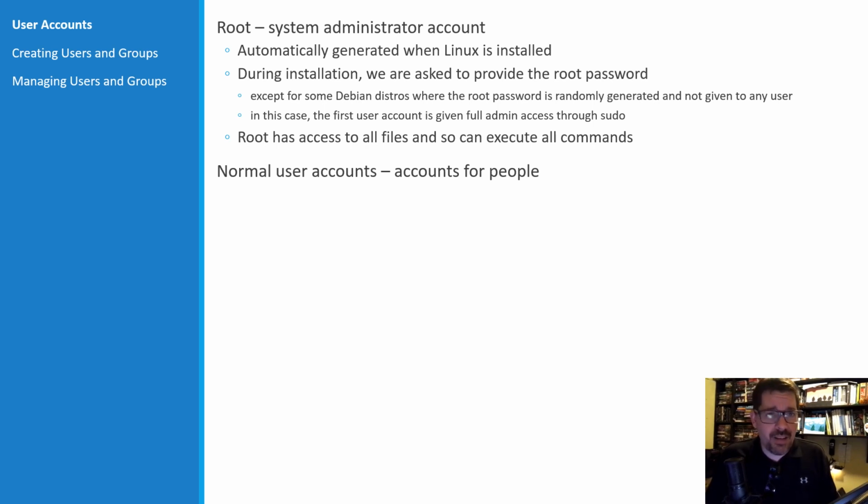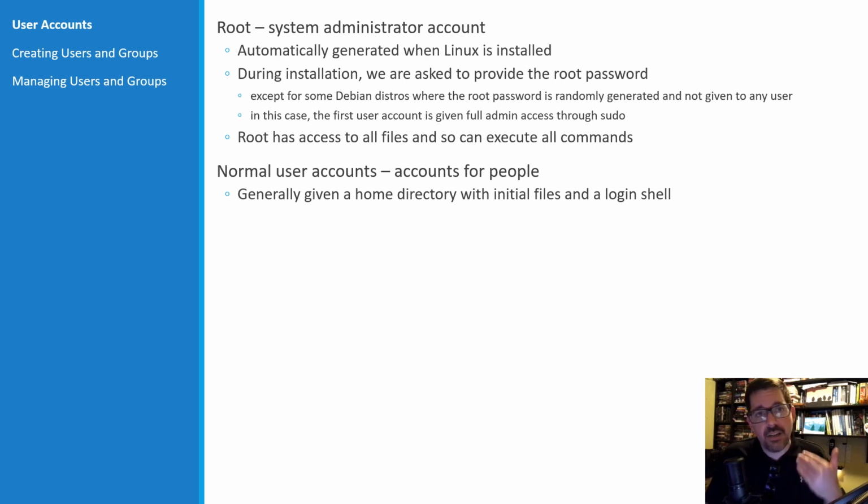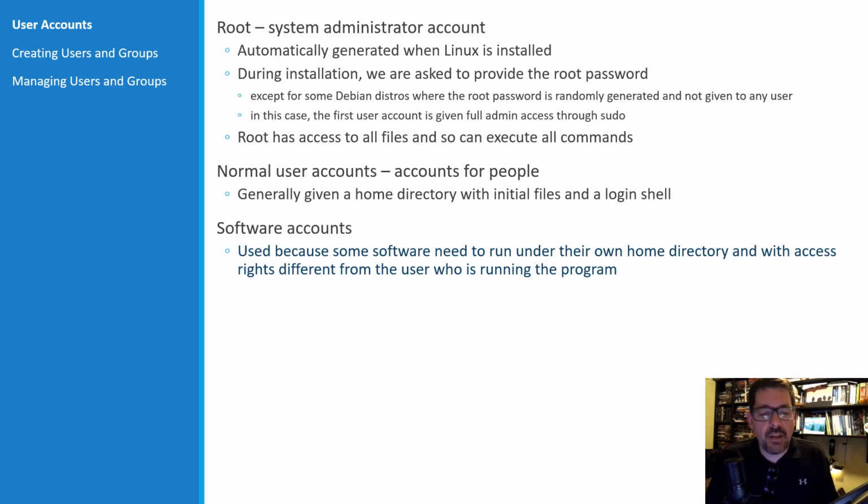Normal user accounts are accounts for people and for daemons and things like that. Generally, when you create a user account for people, they're going to have a home directory. It's going to have some initial files in it. You're going to configure a shell that's used with that account and so forth. Some of the things that we'll talk about. Software accounts are used because some software needs to run under its own home directory with its own access rights that are different from a user, right? So they can't run under a user context. They have to run within their own context. So you'll also have software accounts or service accounts. You'll frequently hear this referred to as service accounts in Linux and in other operating systems like Windows.